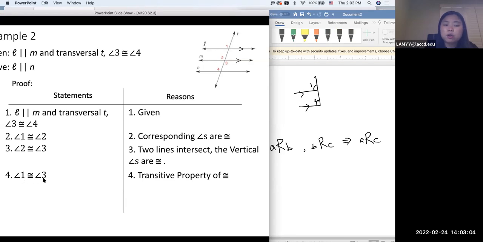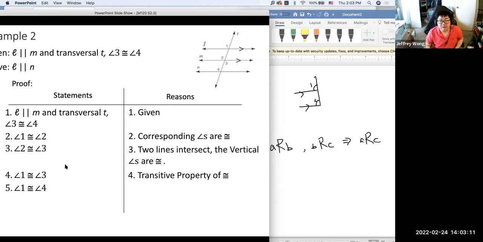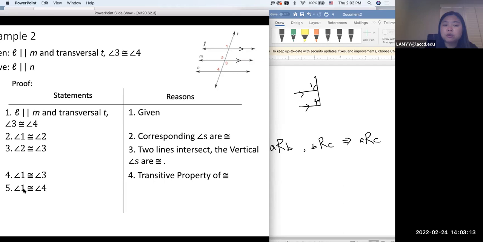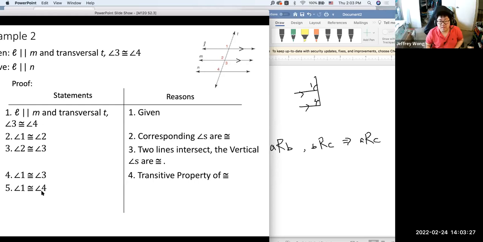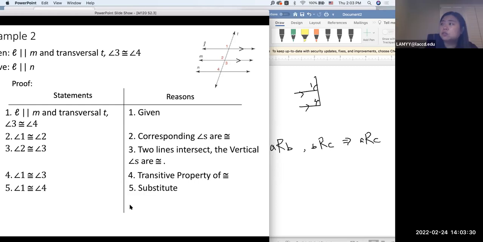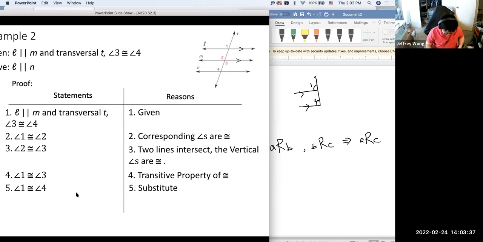Okay, if angle 1 is congruent to angle 3, what would happen with angle 1 and angle 4? They're congruent because of the transitive property. They are congruent also, right? Angle 1 is congruent to angle 3, and you know angle 3 is congruent to angle 4. So angle 1 is congruent to angle 4, that's a substitution. We substitute angle 3 with angle 4 here. So I got this, substitute.